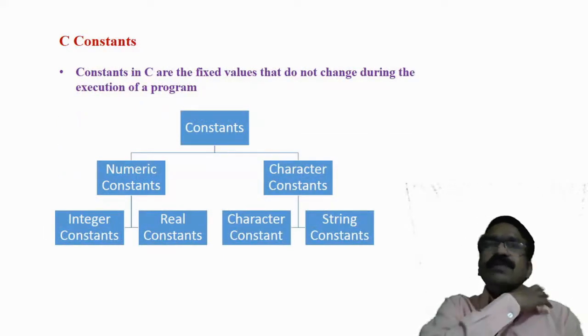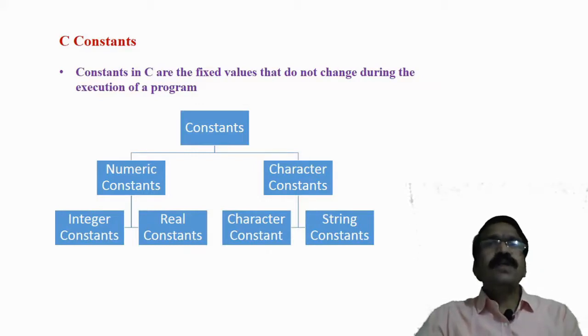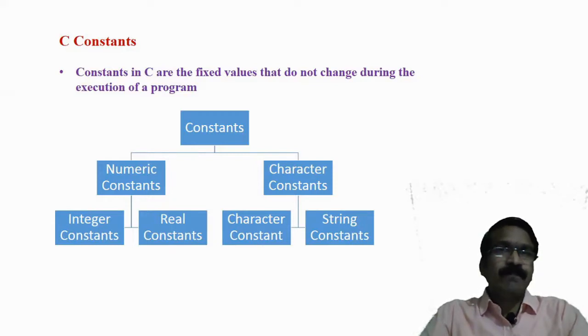Now we will see about constants. What are constants used in the C programming language? Constants are fixed values that do not change during the execution of a program. That do not change means the fixed value of an entity. That is a constant. There are different types of constants: numeric constants and character constants.